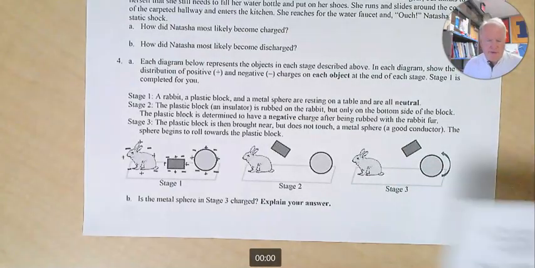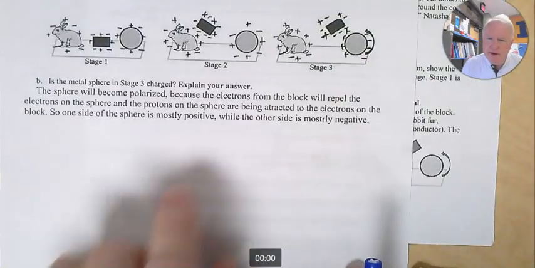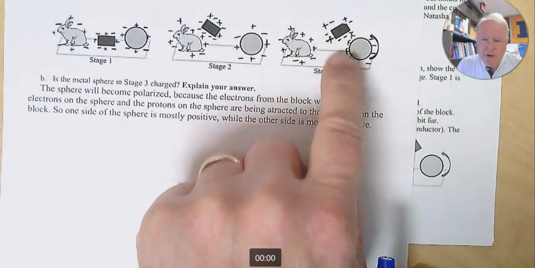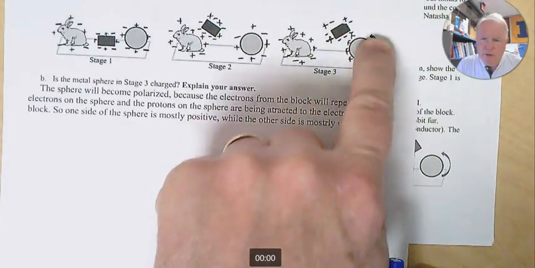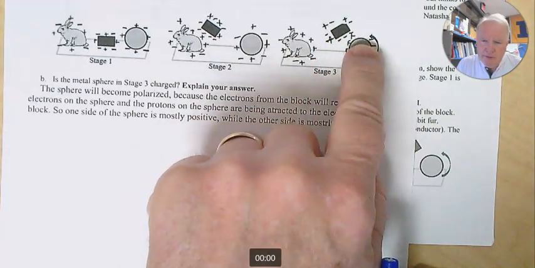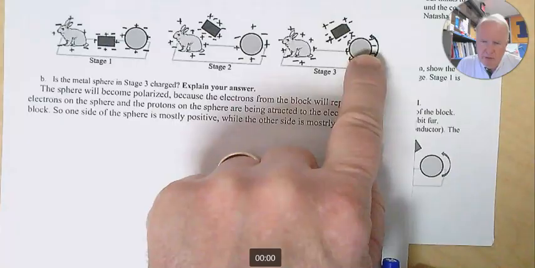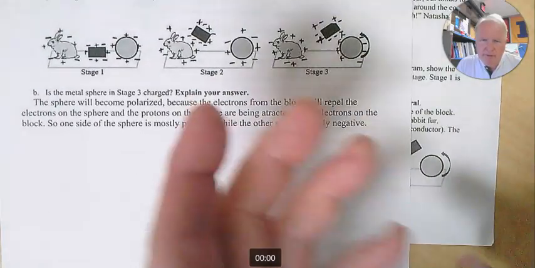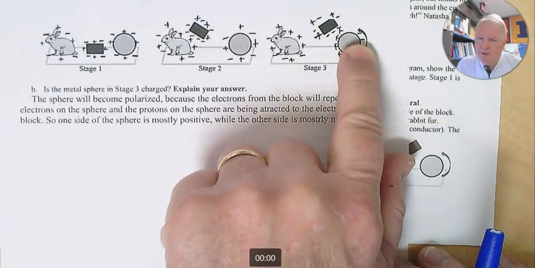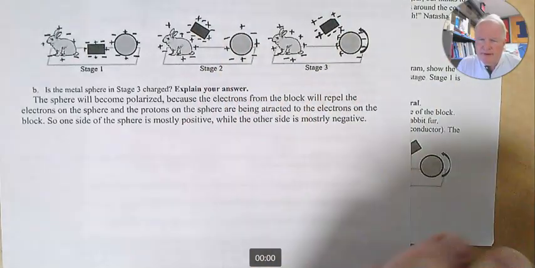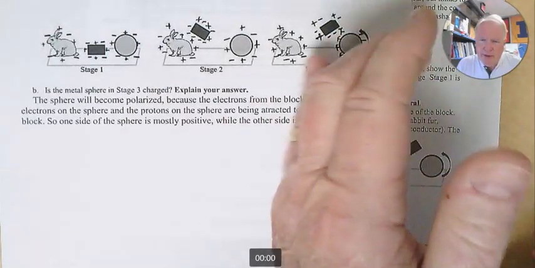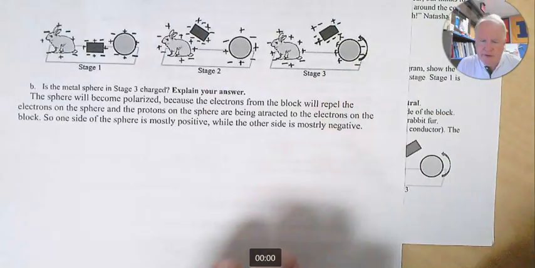And so what happens is that when this negatively charged block, with all these negative charges, comes near here, now those electrons want to go somewhere, and they want to go away. Because this is a metal ball, those electrons can move in a metal, just like in a wire or anything like that. And so those electrons all move to the opposite side. They all just kind of shift over. This is what we call polarization.